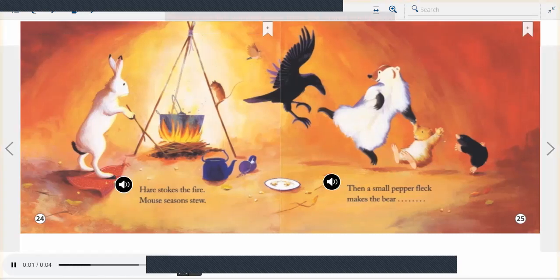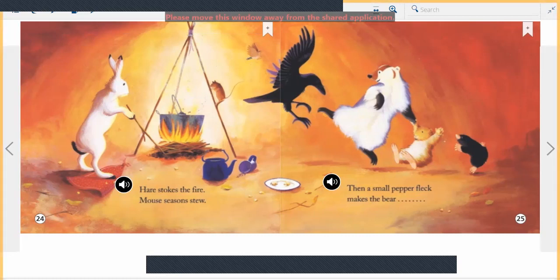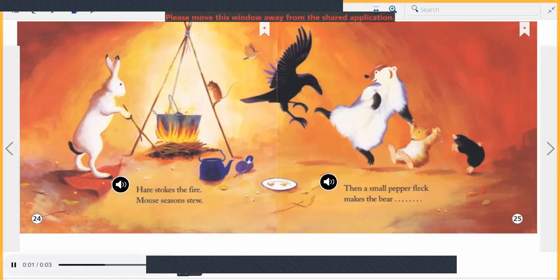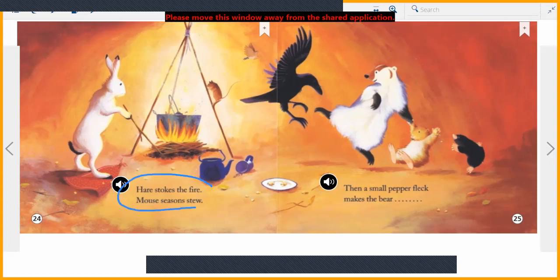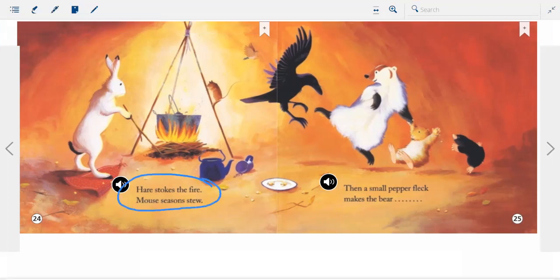Hare stokes the fire. Mouse seasons stew. Then a small pepper fleck makes the bear. Okay, what does seasons mean over here? It says hare stokes the fire and mouse seasons stew. What does that mean, season stew? When you say seasons, it means you add salt or spices to give the food more flavor.